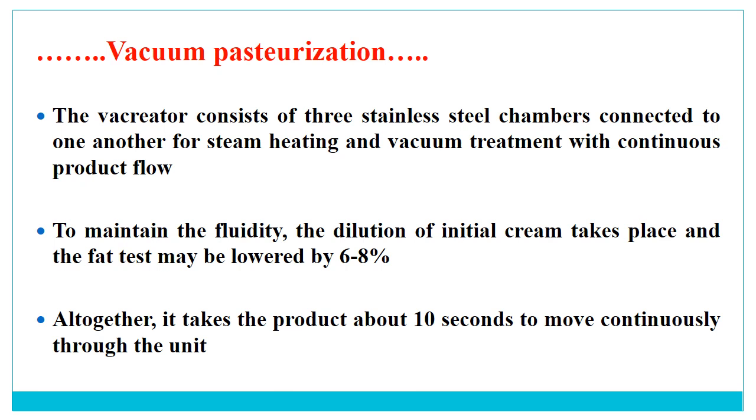The Vacreator consists of three stainless steel chambers connected to one another for steam heating and vacuum treatment with continuous product flow. To maintain the fluidity, there is dilution of the cream, and the fat test may be lowered by 6 to 8%, because the cream is directly mixing with the steam. Altogether, it takes the product about 10 seconds to move continuously through the unit.